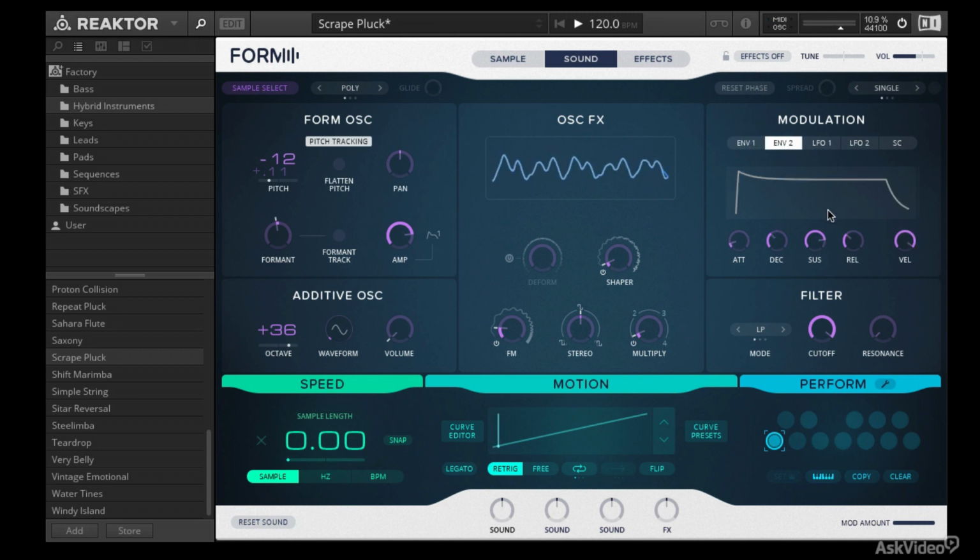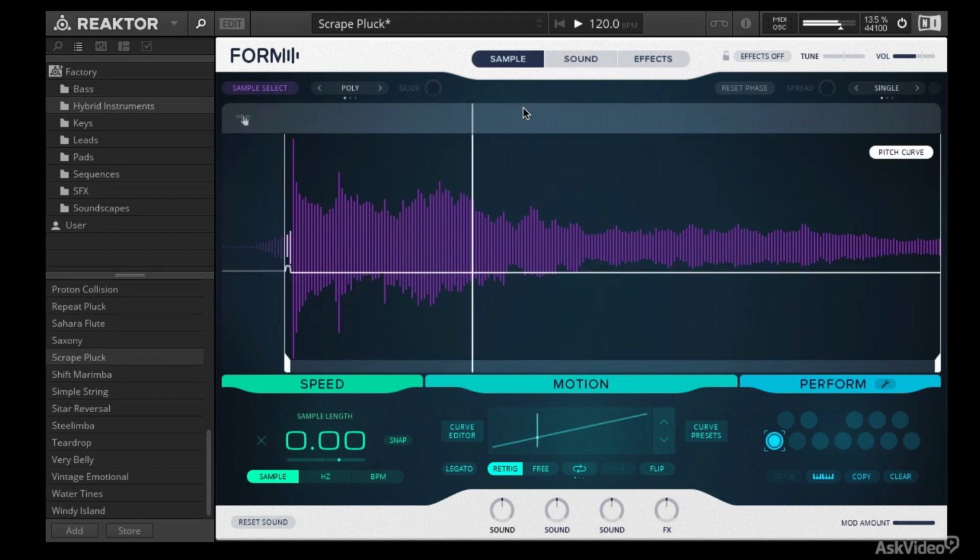But envelope 2 decides, if I hit it really hard, watch what happens to the speed. It kind of plays through that sample at normal speed. If I hit it slightly lighter, I'll try to do half velocity. Again, same motion curve, same everything, just scrolling through slower. And if I hit it real slow, we got this crazy kind of sound.